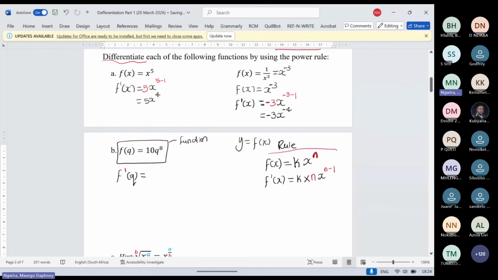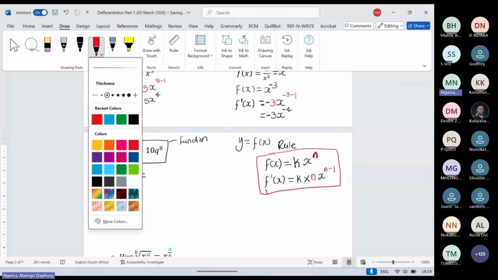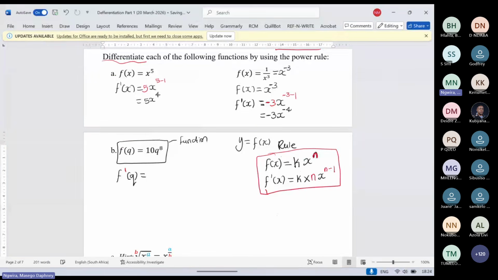This is the rule. The rule says that if now you have a k, let me write k with another color. I'm going to use green so that you understand. This is k. That's the rule. You are given this, and you are differentiating. Now I'm going to do it with this function here.